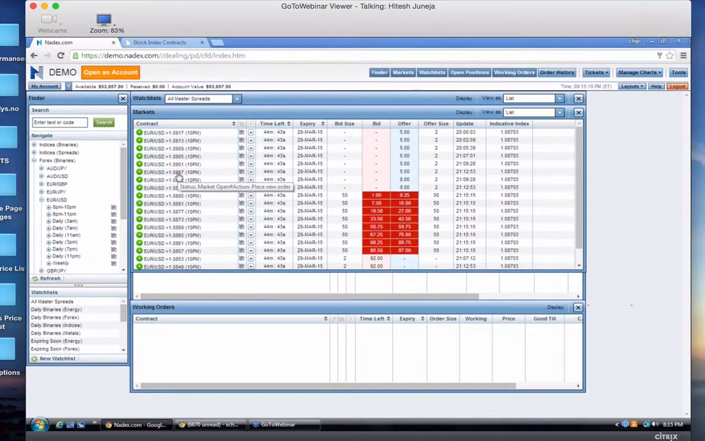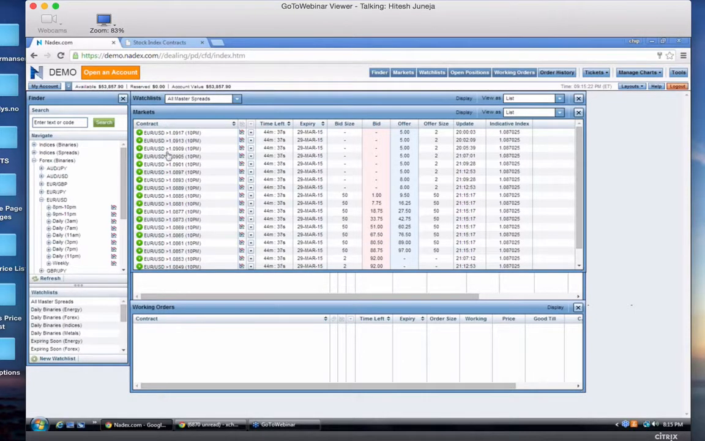And that's all it is. That's all that's really happening over here. So right now, on the right side in the indicative index section, it's telling you this is the current market price for Euro USD.